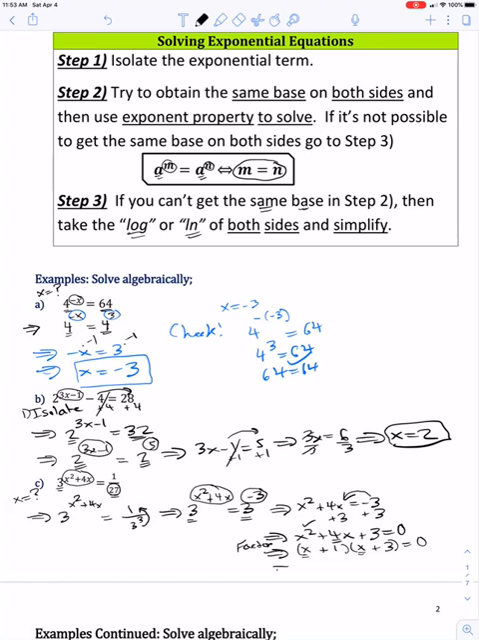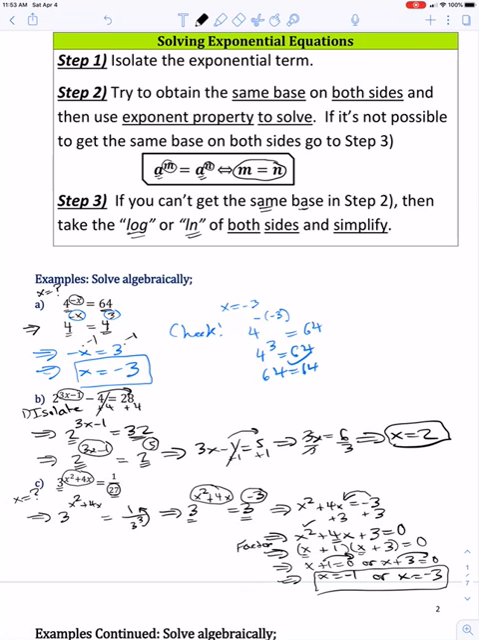So in the end, we've got our solutions, right? x plus 1 can equal 0. We use our zero factor property. Or x plus 3 equals 0. And as we're solving for x, x equals negative 1, or x equals negative 3. And at that point, again, you can check it. So again, there's our two solutions, right?